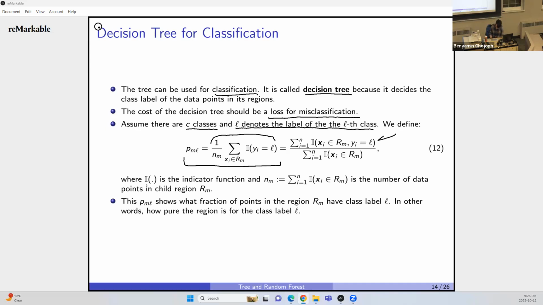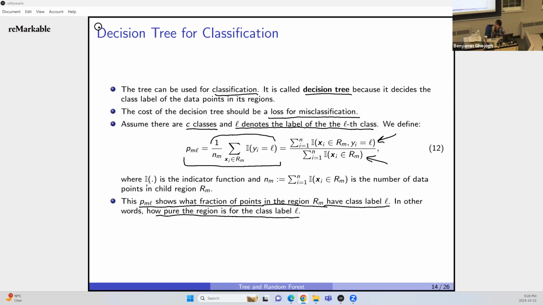In other words, the numerator is the number of points of class L in the region M. The denominator is the number of points in the region M. Now, can you tell me, the PML shows what fraction of points in the region Rm have class label L? In other words, how pure the region is for the class label L.